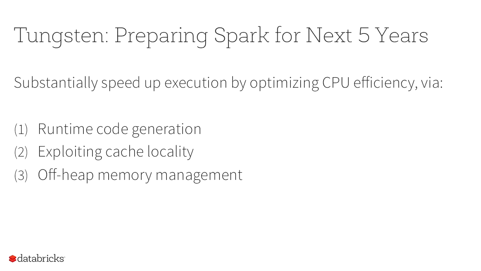So this is what Project Tungsten is. Project Tungsten is about substantially speeding up Spark execution by optimizing for CPU through 3 different components: runtime code generation, much better cache locality, and off-heap memory management. Now, this is only the beginning.